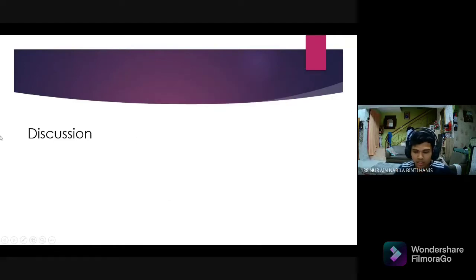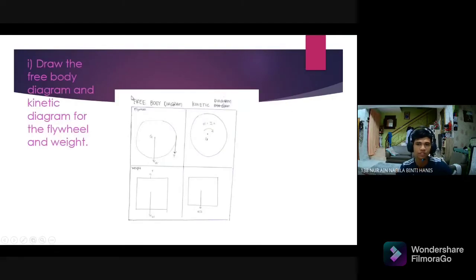Okay, for the discussions, the first is to draw the free body diagram and kinetic diagram for the flywheel and weight. Okay, this is the free body diagram for the flywheel. And the weight that we get for the flywheel, and this is the kinetic diagram.